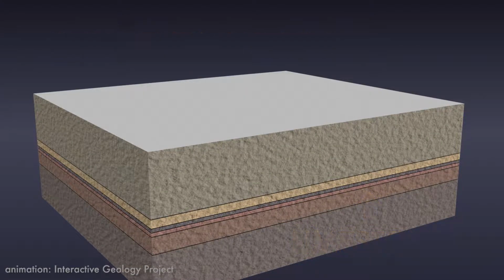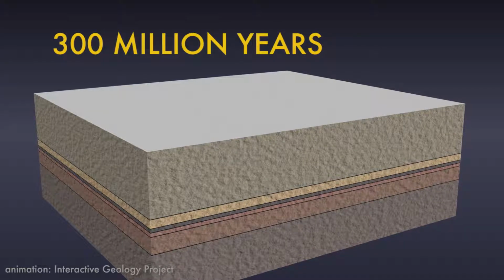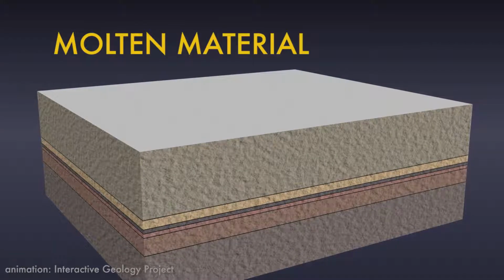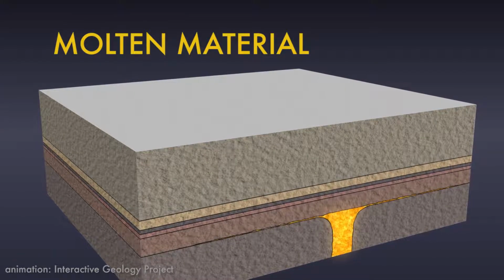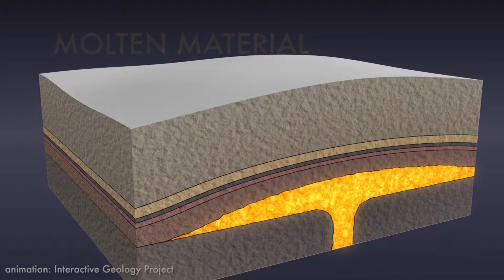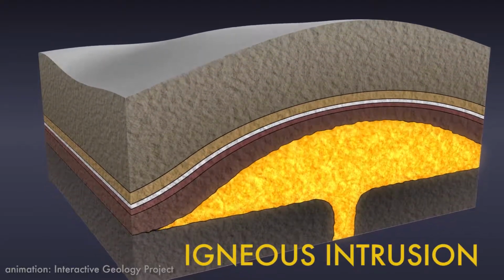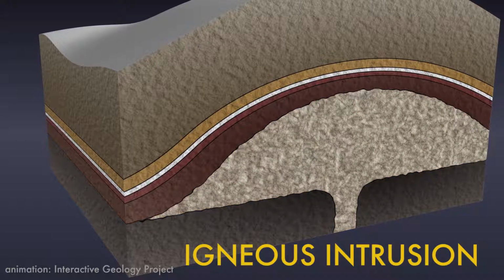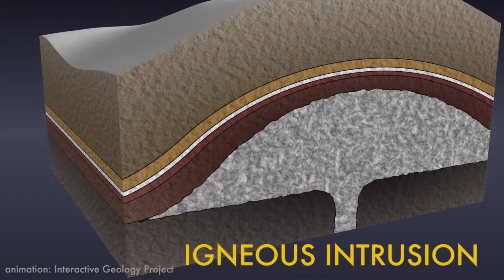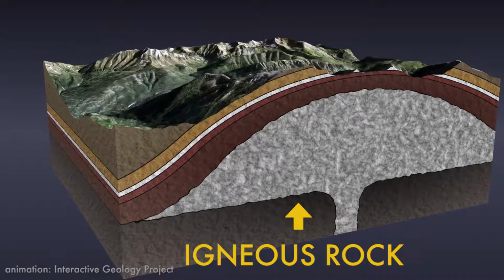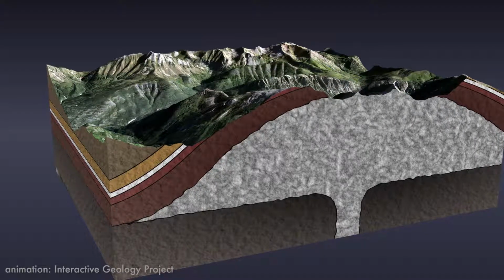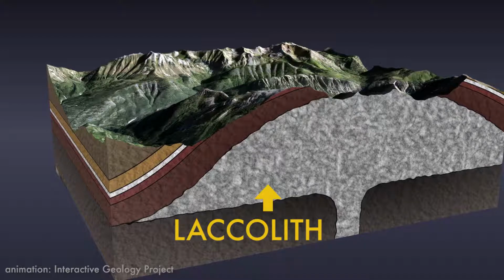The limestone eroded and was buried for 300 million years until Earth's tectonic plates shifted and hot molten material from Earth's mantle rose toward the surface. This is called an igneous intrusion because the molten material thrusts upward, disturbing existing rock layers, and then cools to form an igneous rock like granite. In this case, the molten rock rose in a dome shape with a flat bottom, called a laccolith.